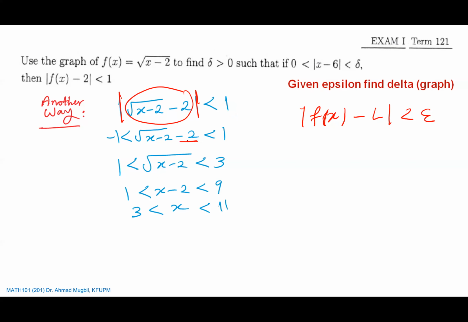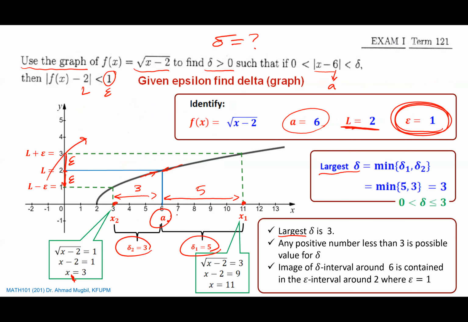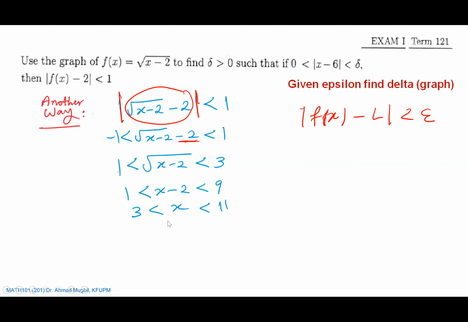Then you will add 2 to both sides. This is 3, this is 1. Square both sides, and you have x between 3 and 11. And this is what we had, by the way. We had x between 3 and 11 from the graph. It was clear. Now, what is our task? Our task is to go to something like this.